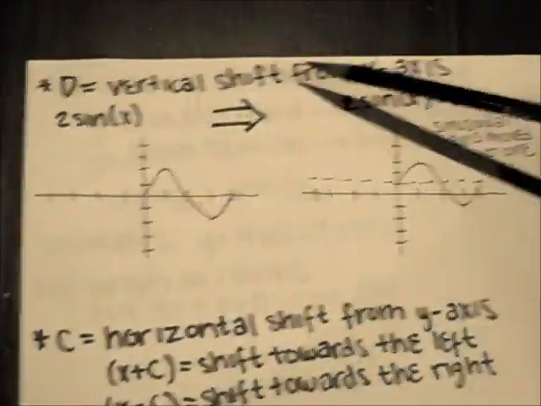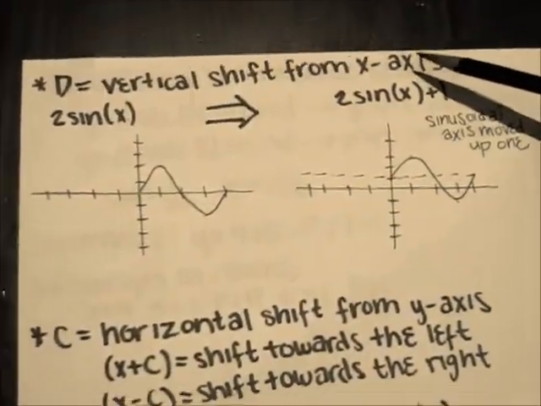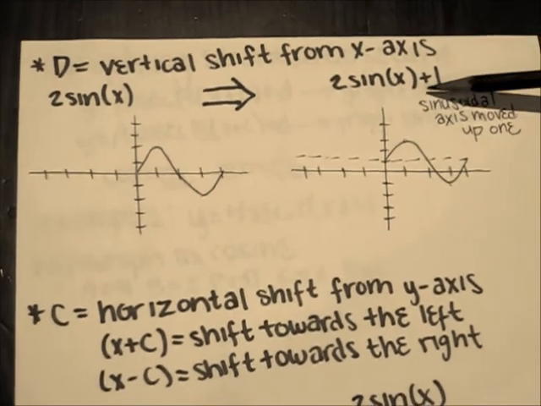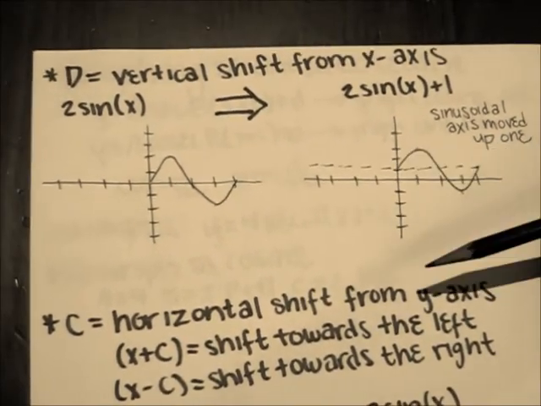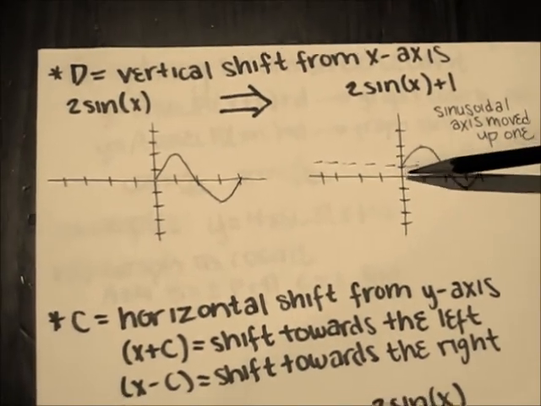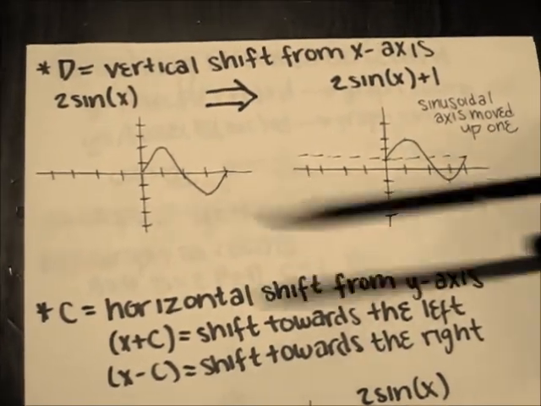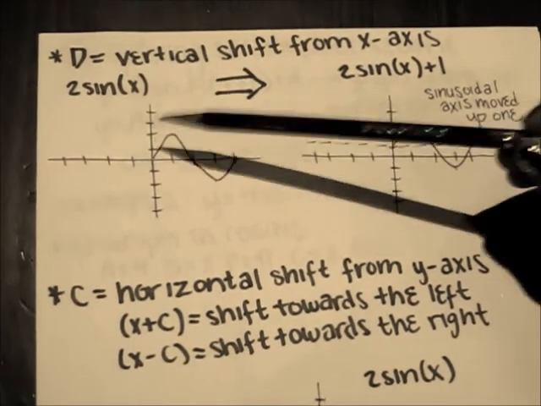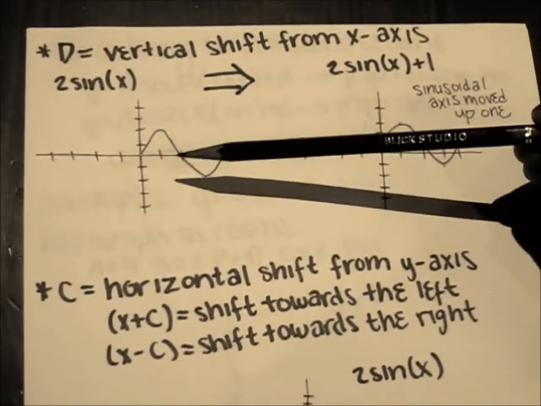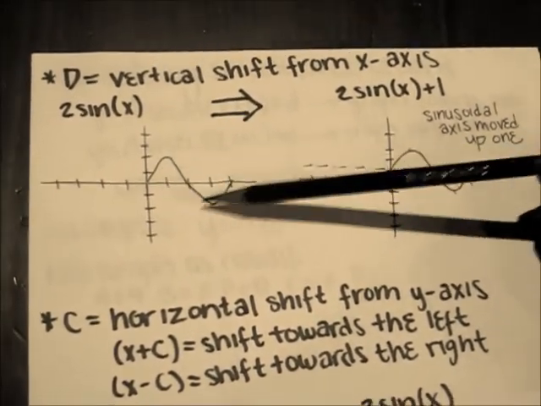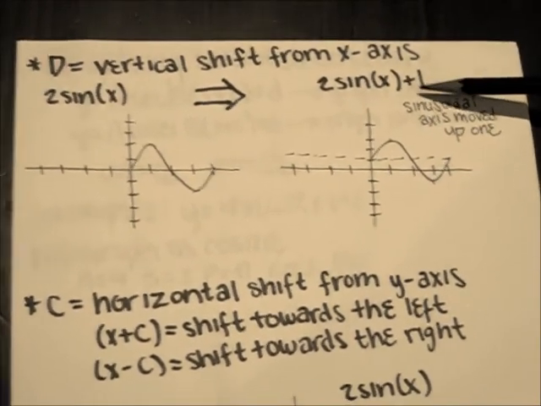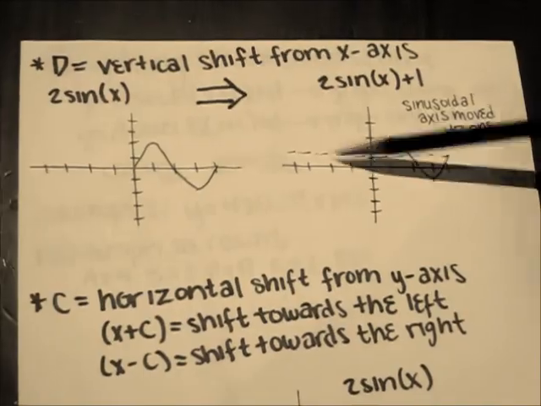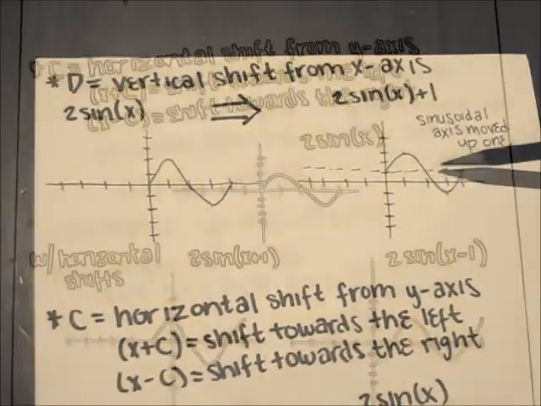D equals the vertical shift from the x-axis. If, for example, it goes up 1 unit, the sinusoidal axis is going to move up 1 unit. If it went down 2 units, it would go down 2 units. Here we have a graph 2 sine x that doesn't have a vertical shift, and it looks like this. And here we have a graph 2 sine x plus 1, which does have a vertical shift up 1, and the sinusoidal axis moved up 1 unit.